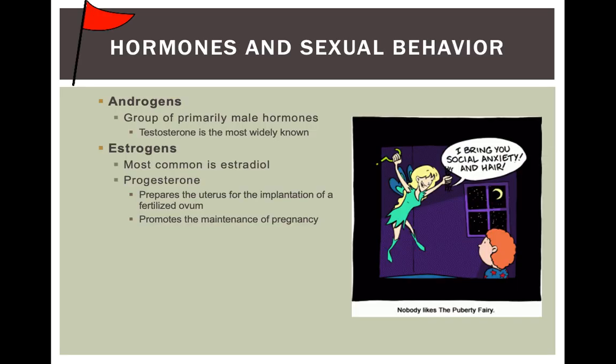So speaking of these hormones, let's start talking about them. We mentioned some previously, like testosterone. So the androgens, which is a group of primarily male hormones, one of the most common is referred to as testosterone, and it's produced more commonly in males through the testes. And then you have estrogens. The most common is estradiol and progesterone, which prepares the uterus for implantation of a fertilized ovum, an egg, and promotes the maintenance of pregnancy. So hormones not only influence our identity, our gender identity, and our desires, but also our biological characteristics and our biological sex.